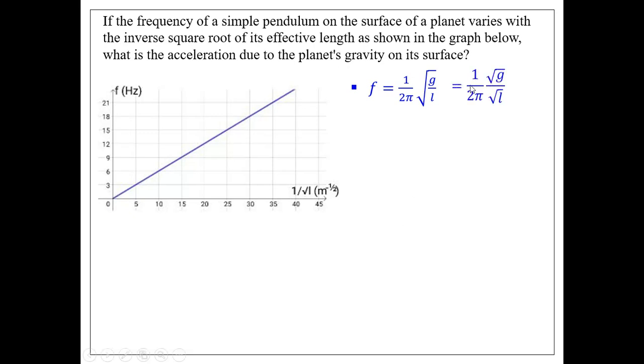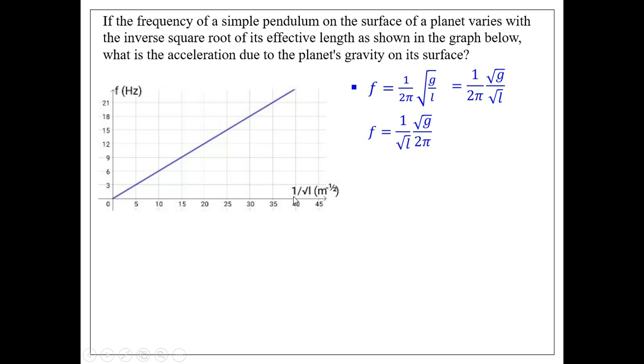So, same skill. Ultimately, we're asked to find g, the acceleration due to gravity. So I'm going to once again break up this radical into two terms so I can do algebra. And from here, I can rearrange this function. Once again, on the top, you have 1 times radical g, and on the bottom, you have 2 pi times radical L.